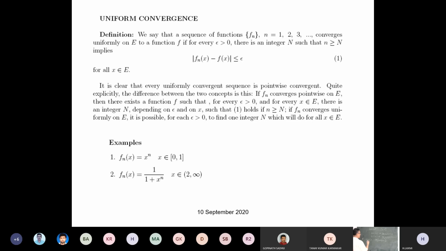So if the limit as n tends to infinity of fn(x) converges to the function f(x), then f(x) is given by 0 if x lies in the interval [0, 1), and it is equal to 1 for x equal to 1. So what is happening here? Suppose now I want to graph the function f(x) in this particular case.